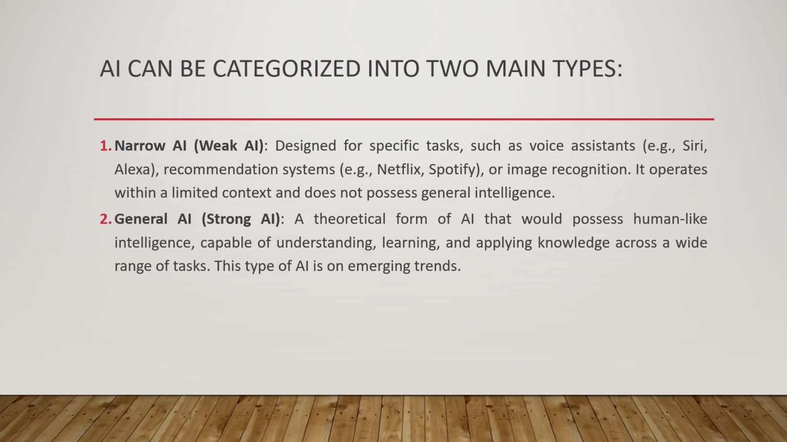So what is meant by narrow AI or weak AI? It is designed for specific tasks such as voice assistants. For example, currently you are using voice assistants like Alexa, and recommender systems: on Netflix, Spotify or Facebook, video or audio suggestions coming, that is called recommendation systems, and image recognition. It operates with a limited context and does not possess general intelligence.